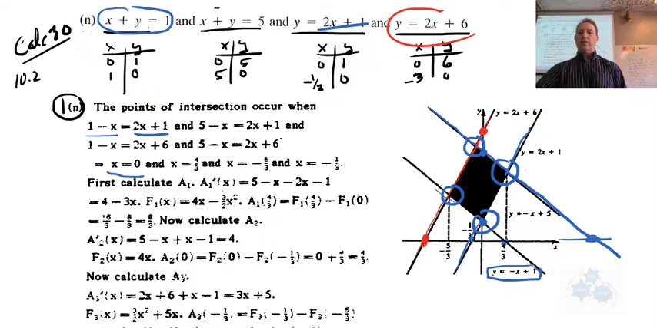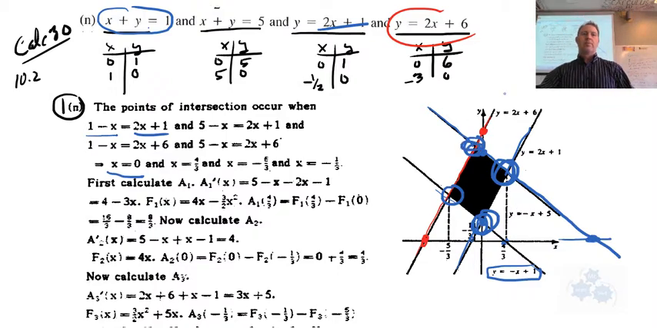So x equals 0, that's this one. X equals 4 over 3, that's the x value for this point right here. X equals negative 5 over 3. And negative 1/3.